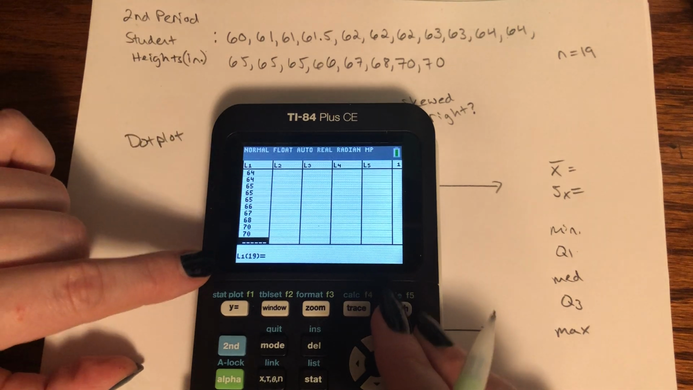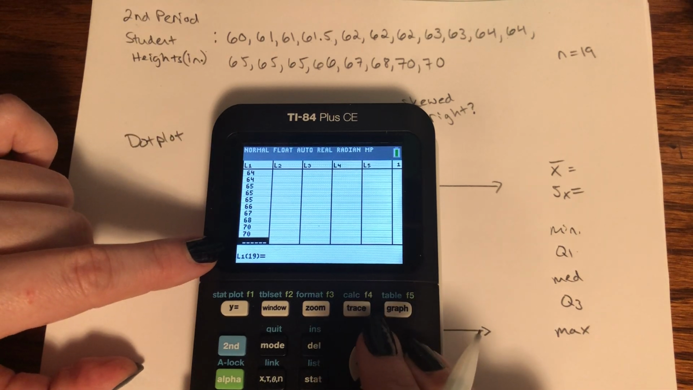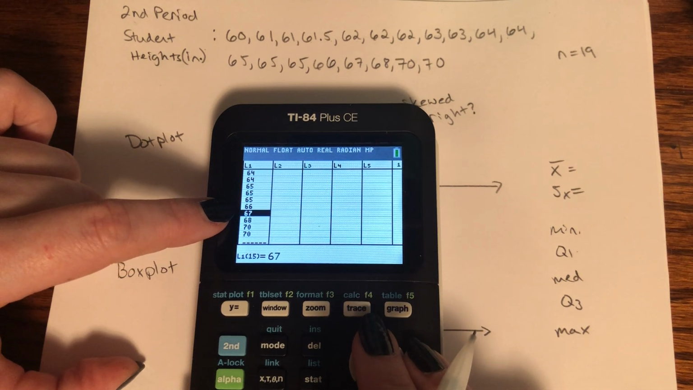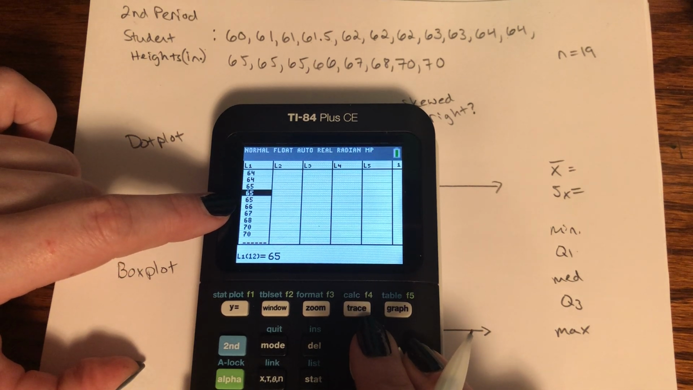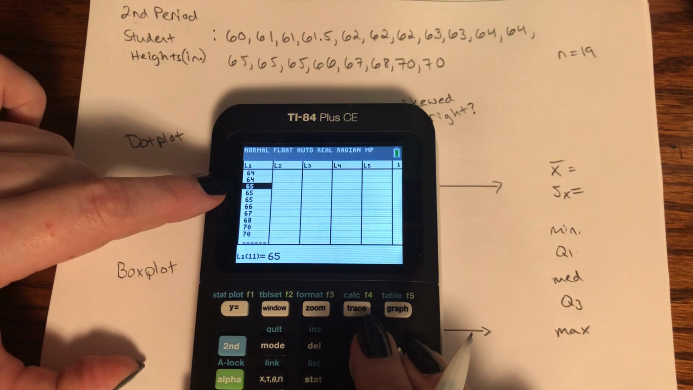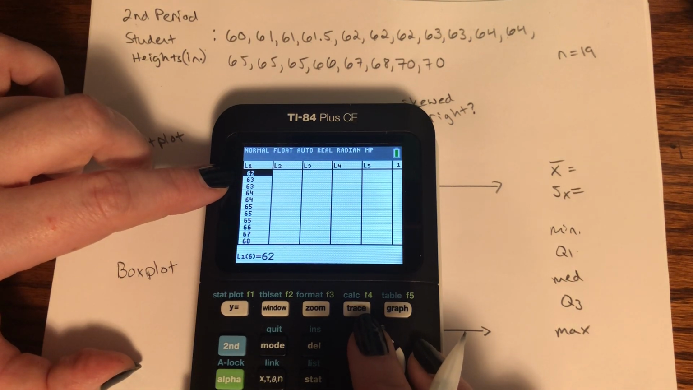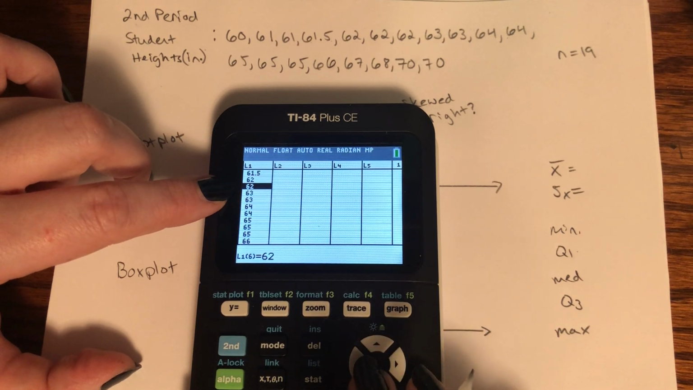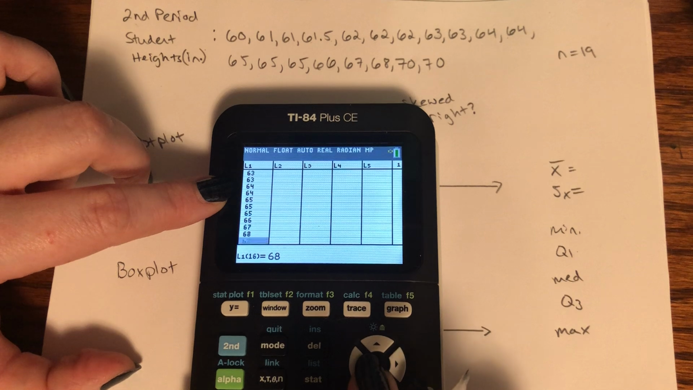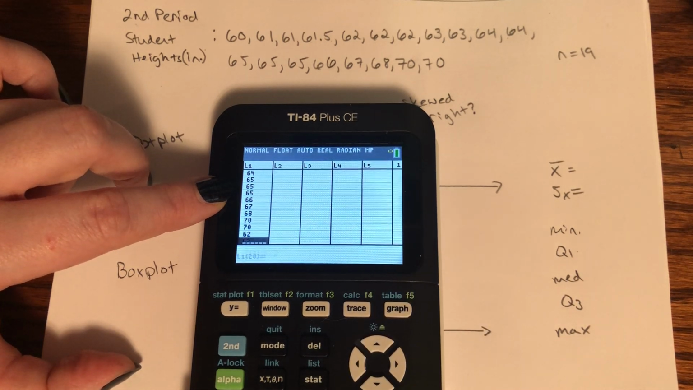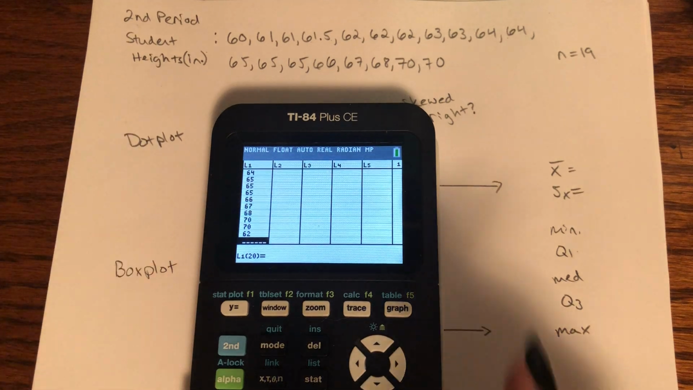And I think I missed a number. Add 70, 68, 67, 66, 2, 3 of the 65s, 2 64s, 2 63s. Oops, I needed 3 62s. All right, now I'm just going to type that in at the end here. It actually doesn't matter if these are in order or not when you're typing them in the calculator.